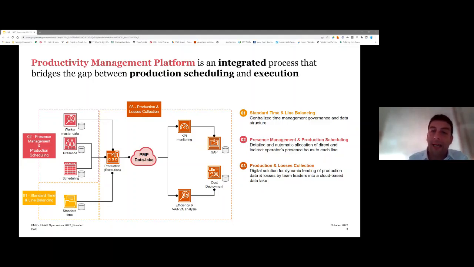And in this process, the allocation of workers to workstations is supported by a digital application. And the production and losses collection flow that provides the tally of units produced and production losses. And data are gathered into a cloud-based data lake that feeds cost deployment and continuous improvement pillars. So let's deep dive into the three data flows.